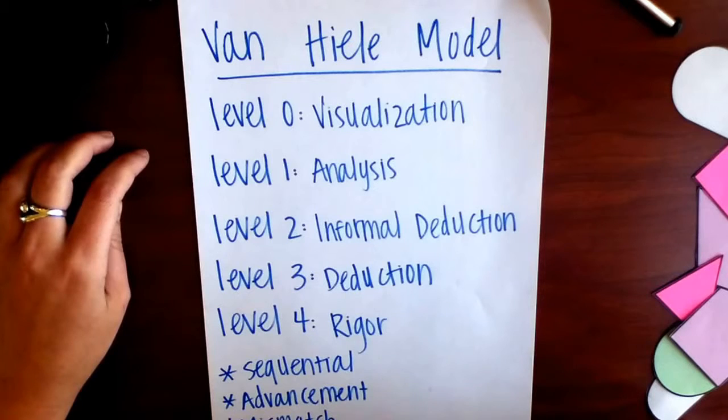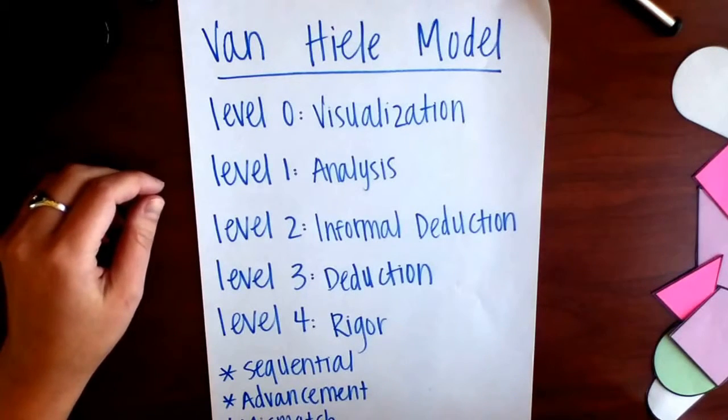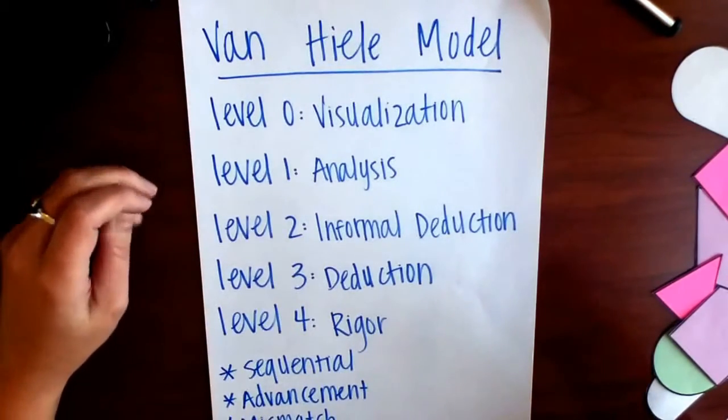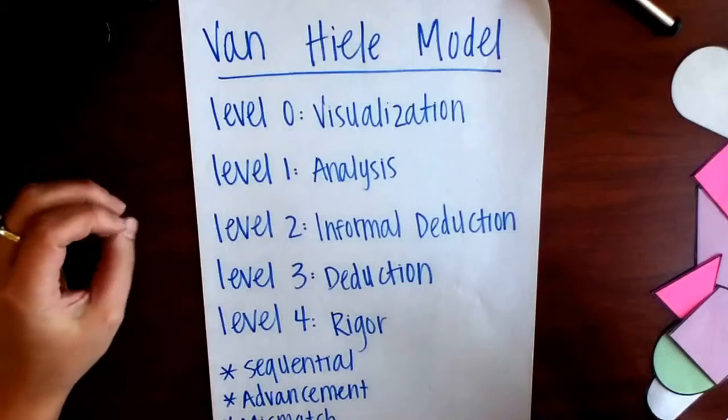And finally, mismatch. If the students are at level 1 and instruction is at a different level, then the desired learning and progress will not occur. So you cannot skip levels until the level below is mastered. The levels are 0 through 4, but we are focusing on levels 0 through 2.